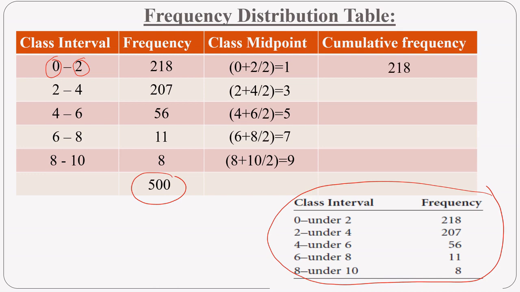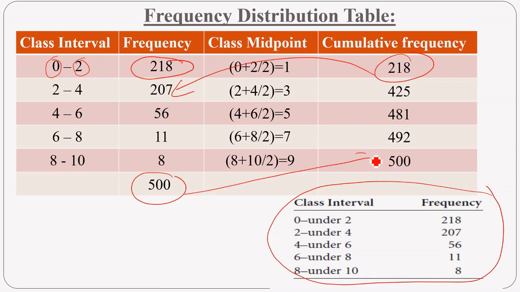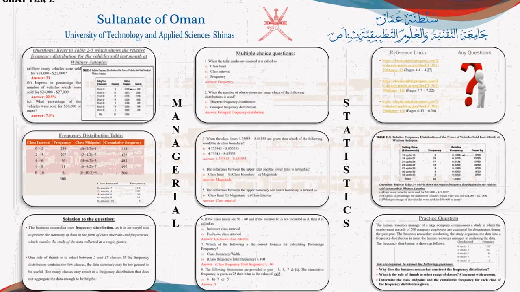First we need to write the frequency here which is given 218. Then 218 we need to add 207. So if we add how much we are getting? 425. Same way 425 plus 56 481. 481 plus 11 will be 492 and 492 plus 8 will be 500. So this two will be same. So this is the answer for the third question. Now let us see the next question.